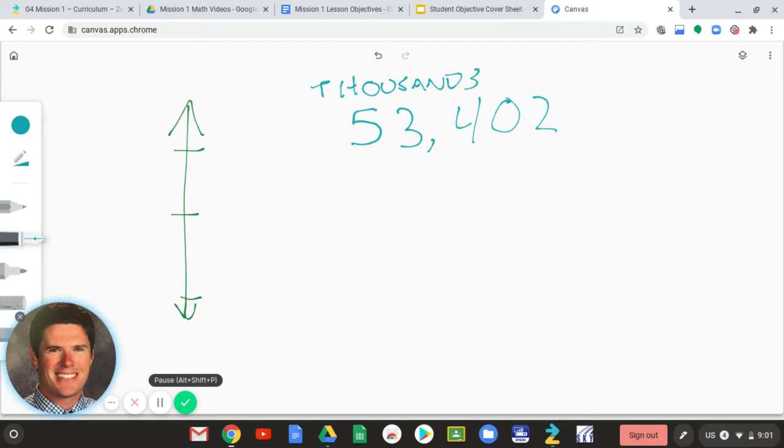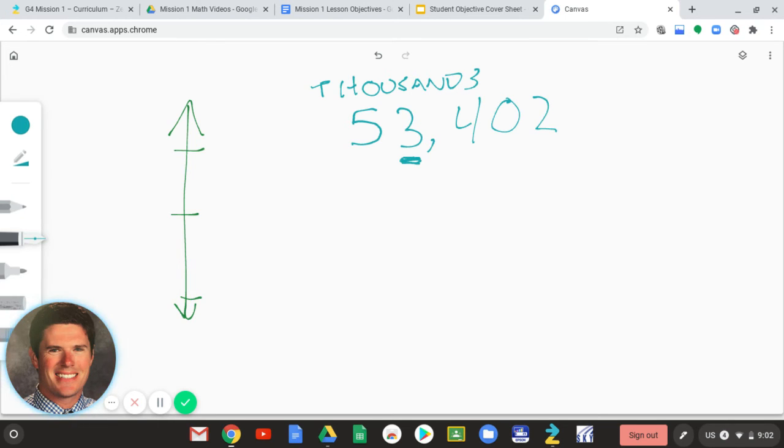Now, what makes this number different than what we've been doing in rounding? Well, this number actually goes up to the 10,000s spot. That 5 is in the 10,000 spot. We have ones, tens, hundreds, thousands, and then 10,000. But we're still rounding to the thousands. So the 3 is in the thousand spot. We have 3,000. So we need to either round up with that 3,000 or down.